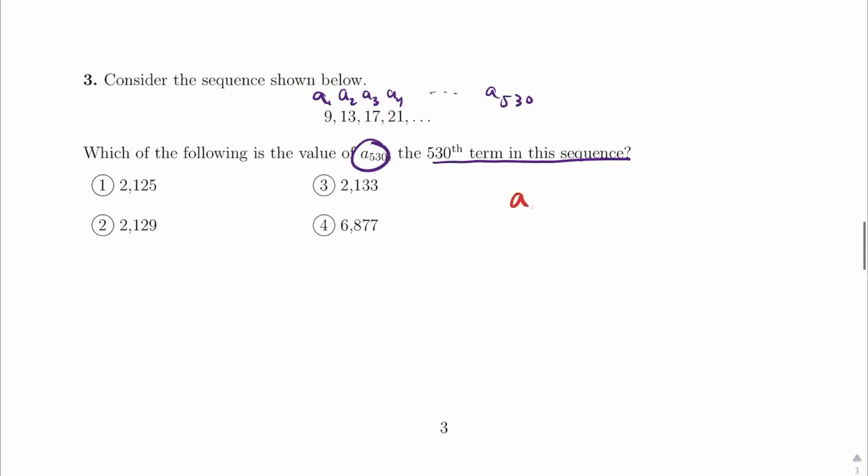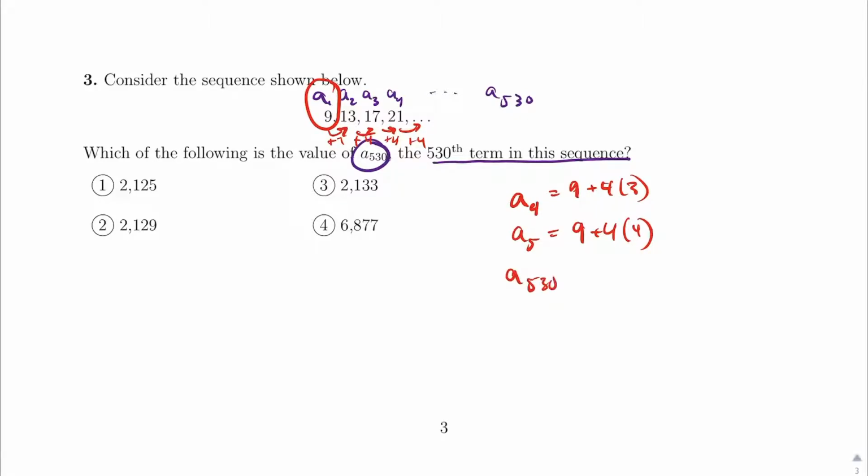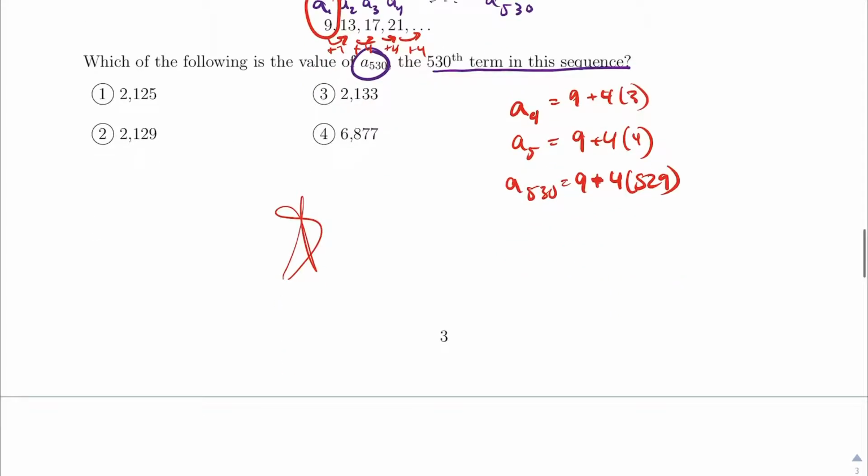So maybe what we do is we think to get to A4, we start at 9, and the pattern here is that we add 4 three times. To get to A5, we'd have to start at 9, and we'd have to add 4 four times. So to get to A530, we have to start at 9, and we have to add 4 529 times. So that looks like it will give us the results, and I don't have my calculator, so I'll leave the rest for you guys to figure out.